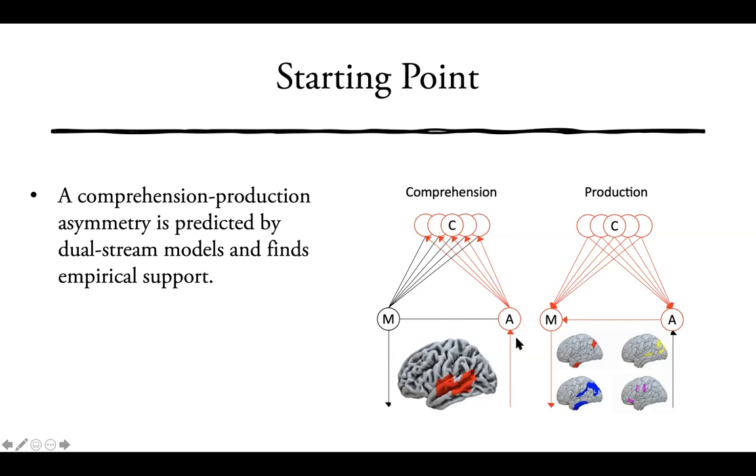So to take an old-fashioned but pretty accurate dual-stream model, this is Wernicke's model. Comprehension involves only one side, what we would call today the ventral stream, and here's some data showing lesions associated with deficits in word comprehension, whereas production involves the entire network, and here's some data from a picture naming mapping study showing involvement of lots of different areas, including dorsal stream regions and ventral stream regions.